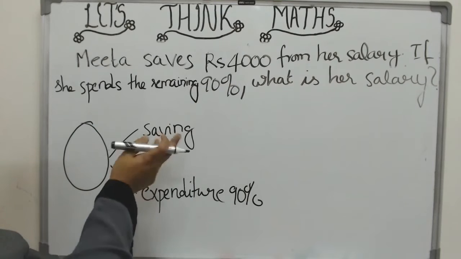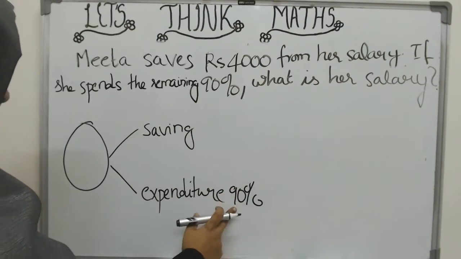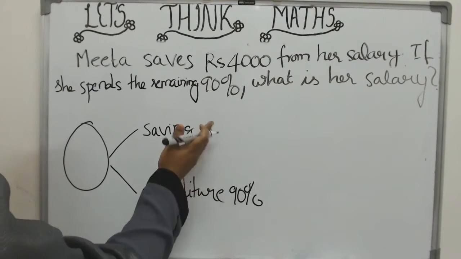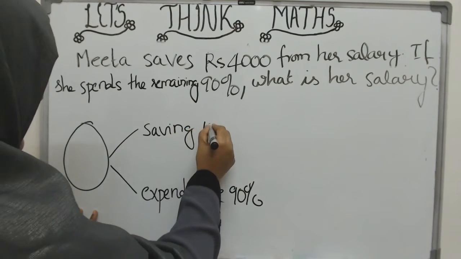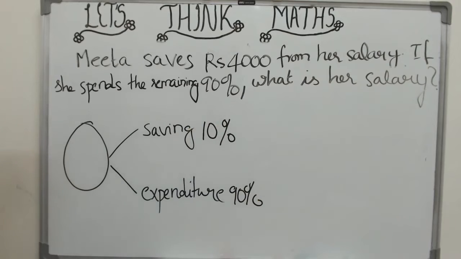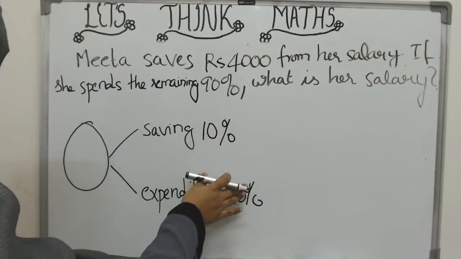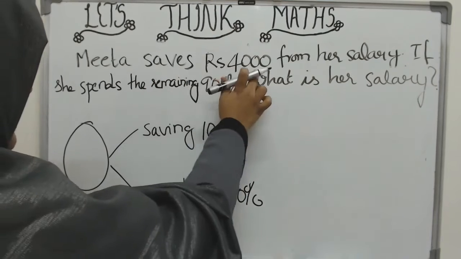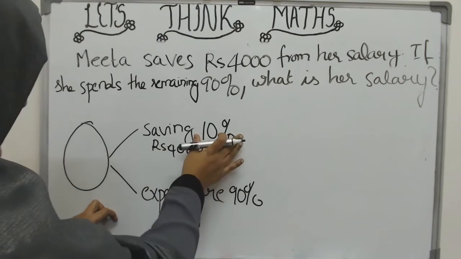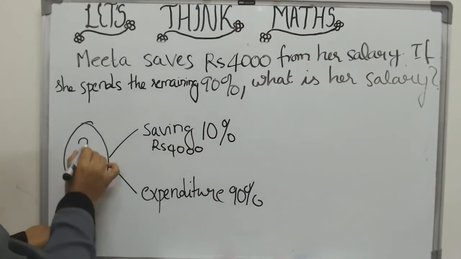But there is no information about how much she has saved. How much would she have saved if she has spent 90%? Out of 100, if she has spent 90, then how much did she save? Only 10%, right? That's really bad for someone to spend 90% of their income. Anyways, so this is how much she has saved. But what is the actual quantity? It is rupees 4,000. In percentage it is 10%, but in amount it is 4,000, and we don't know how much the salary is.